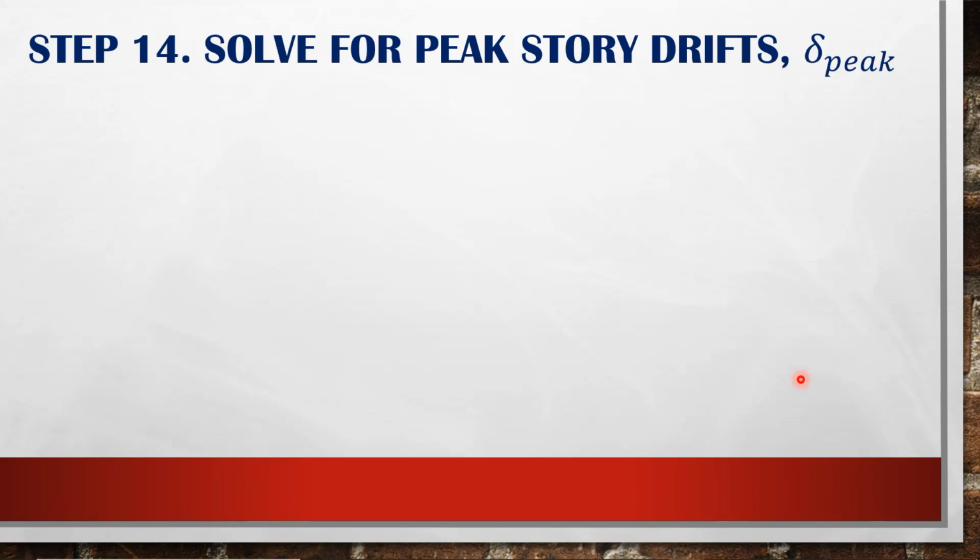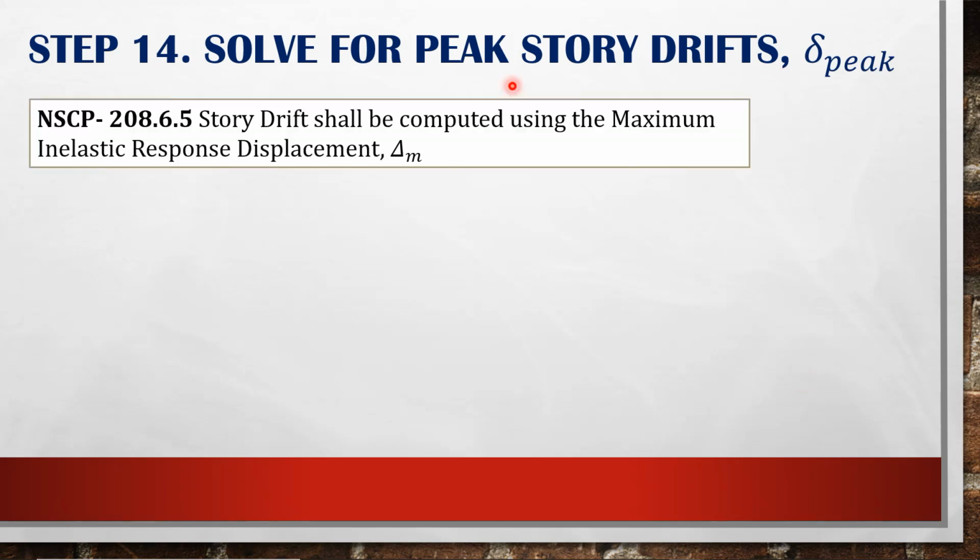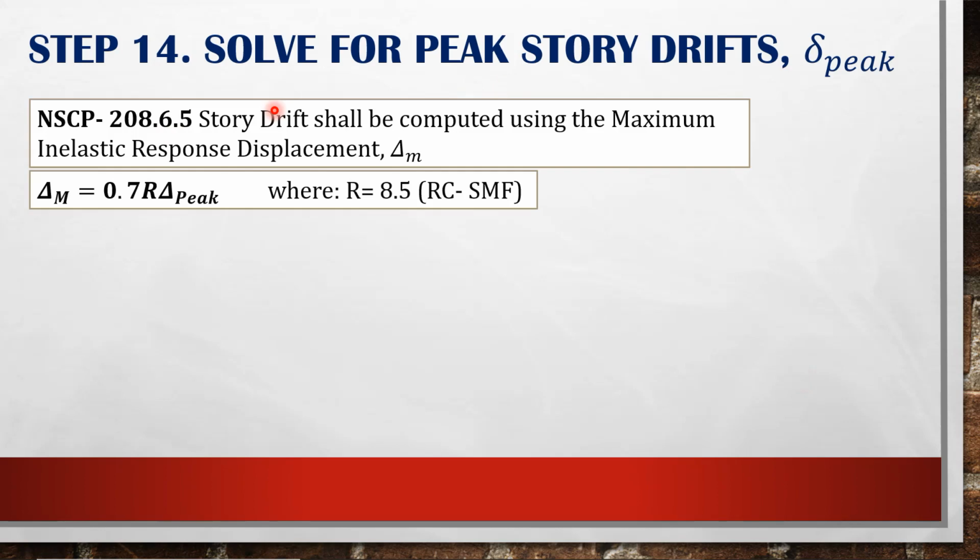May sinabi ang NSCP, no, tungkol sa pag-solve ng peak story drift natin. Sa NSCP 2015-208.6.5, sabi niya, story drift shall be computed using the maximum inelastic response displacement or delta M, no? Paano natin solve itong delta M? Ito yung formula. Delta M is equals to 0.7 R delta peak.